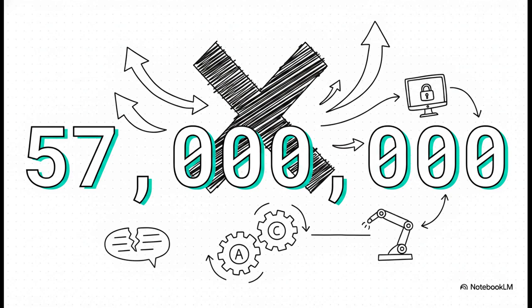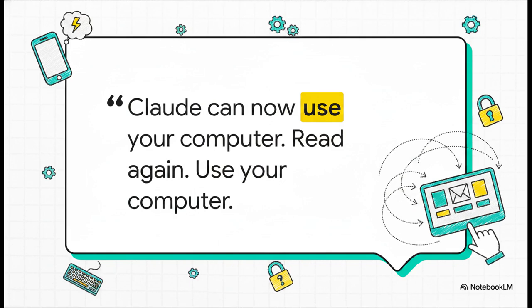The demand isn't just about writing code or drafting an email anymore. People want frictionless end-to-end automation where the AI actually performs the click, navigates the web, and finishes the entire job autonomously. AI workflow specialist Ruben Hassid summarized this entire paradigm shift perfectly. He pointed out, Claude can now use your computer. Just let that sink in for a second. Use your computer.